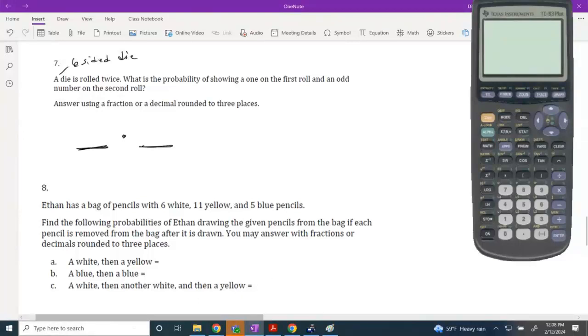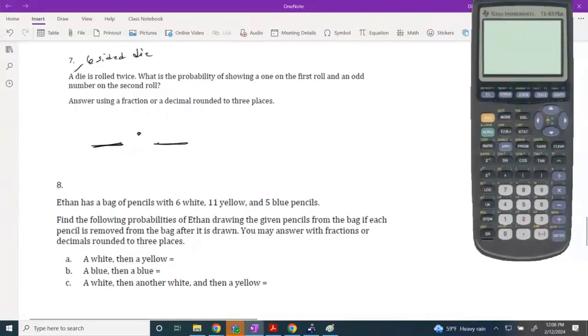All right, so let's take a look at number 7. It says a 6-sided die is rolled twice. What is the probability of rolling a 1 on the first roll and an odd number on the second roll? So we take a look at the first roll. There's 6 sides on the die, so my denominator is 6. There's 6 numbers to choose from. I'm only interested in the number 1, so the probability of rolling a 1 would be 1 out of 6.